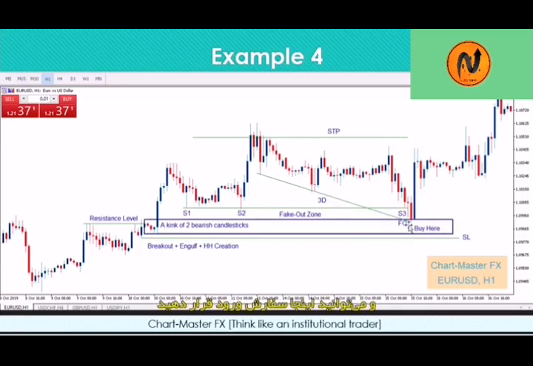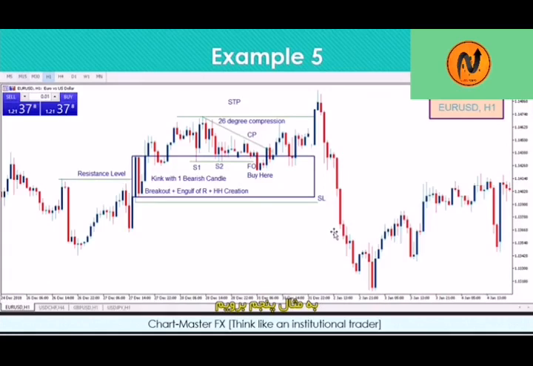So that's where you would place your trade here, and your sharpest take profit will be where the market made a higher high, and you put your stop loss just below the king zone, guys. So that's it on example number 4. Let's go to example number 5.